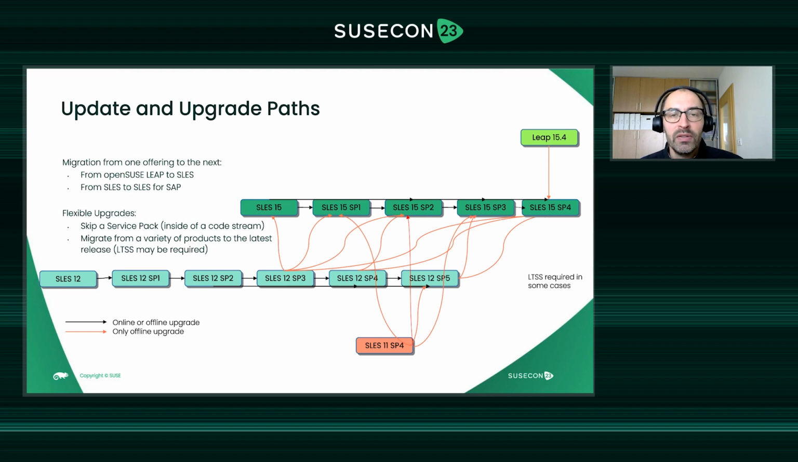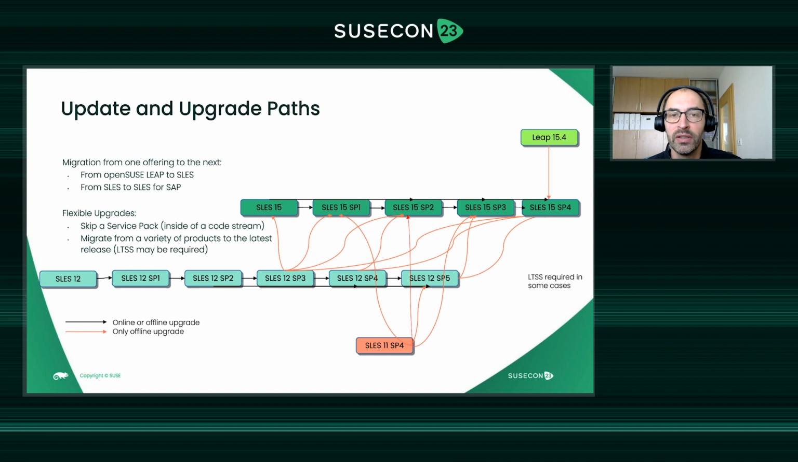Update and upgrade paths in between different releases and service packs, as a reminder. You can go within one release from one to another, obviously. No surprise there. You can go from one major to another major release. Within one code stream, you can skip a service pack. You can actually skip two service packs. So that allows a lot of flexibility when it comes to upgrades and migration from one service pack to another.